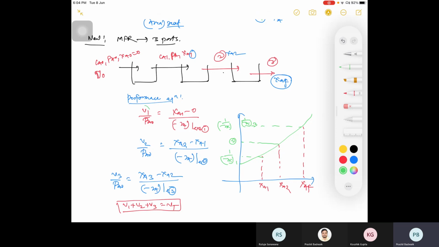Now from this first equation, can you please tell me what is your area under the curve, or what is your volume V divided by FA naught?